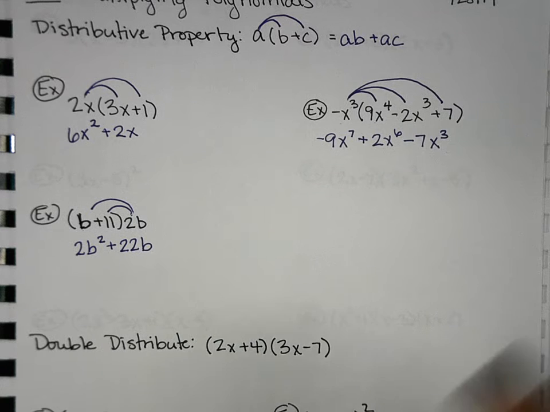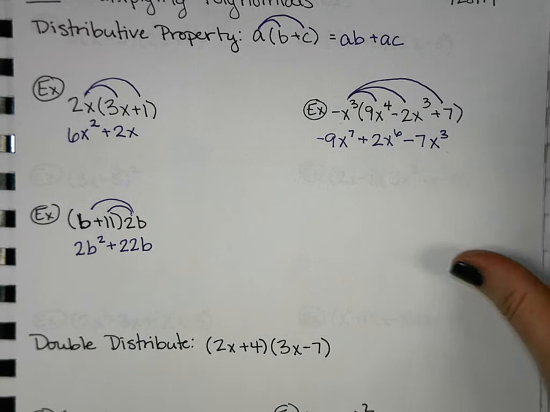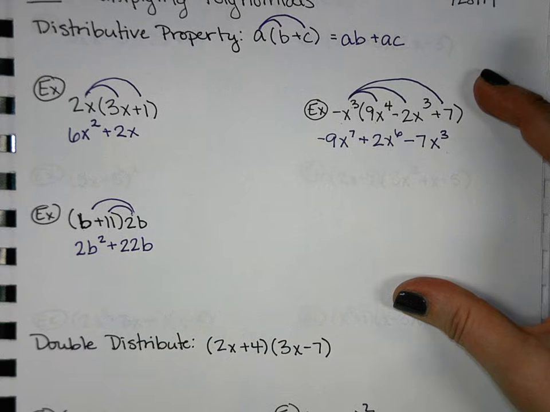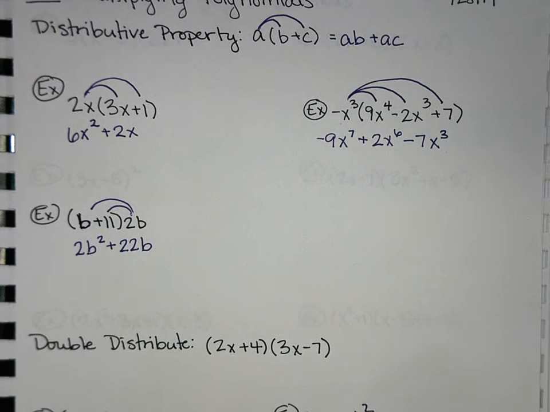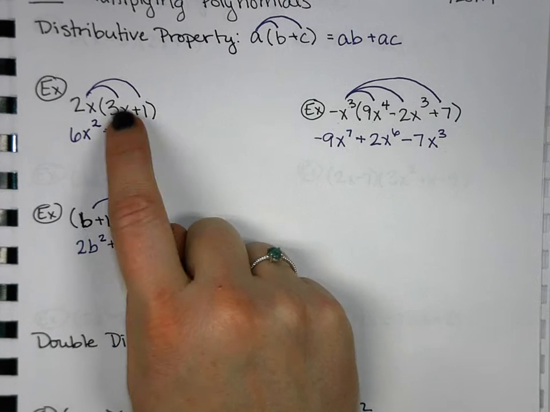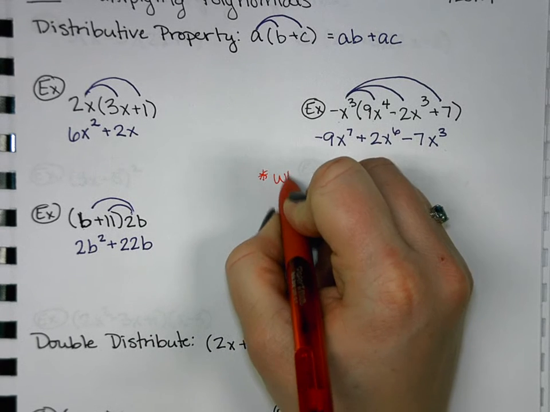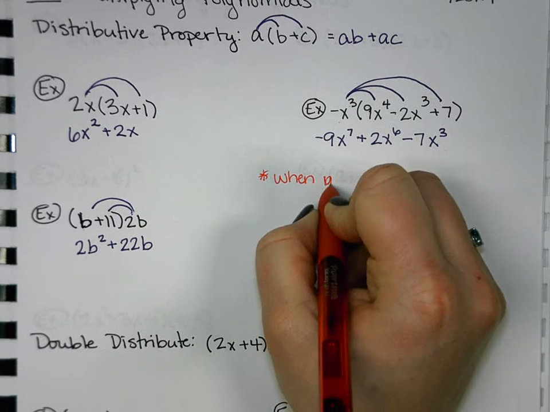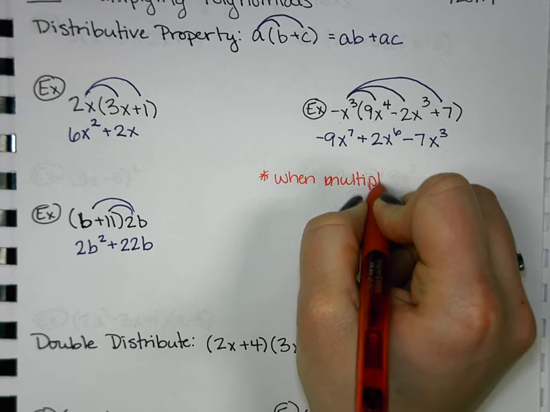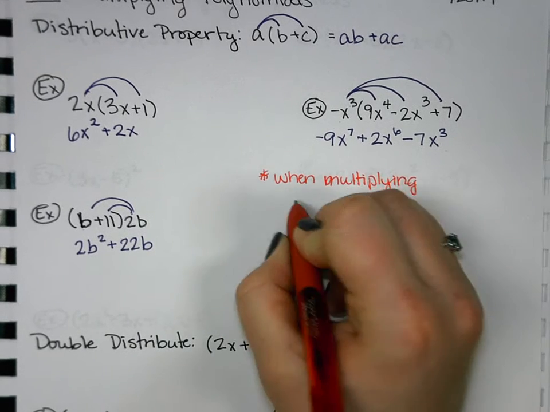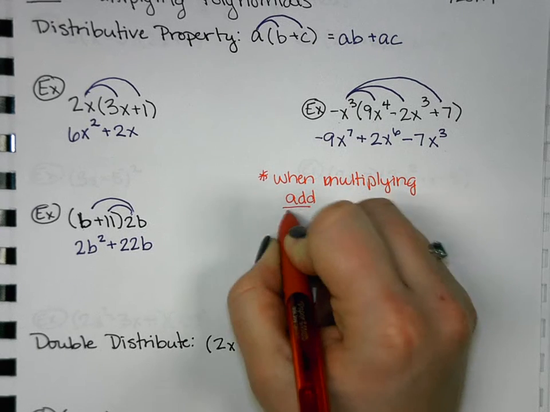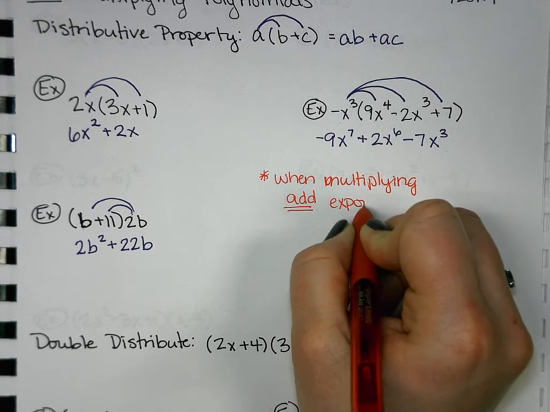So about half your assignment is going to be like this, where it's a monomial being multiplied through, just so that you get a good review on that and some good practice. The other thing that you might want to remember is that when we're multiplying, we're going to add our exponents. So if you want to make a little note to yourself, when multiplying, add exponents, so that way you get your exponents.